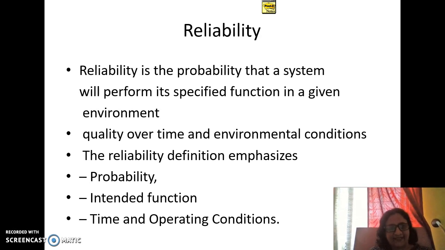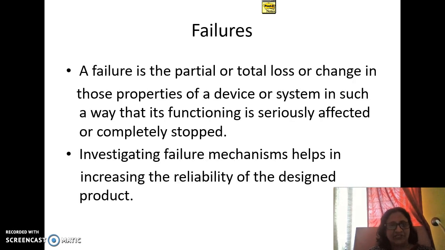Besides these steps, importance is given to reliability and failure mechanisms. Reliability is the probability that a system will perform its specified functions in a given environment. Quality over time and environmental conditions are very important. So, reliability always emphasizes on probability, intended function, time, and operating conditions also. Testing for failures is very important. Investigating failure mechanisms helps in increasing the reliability of the designed product.